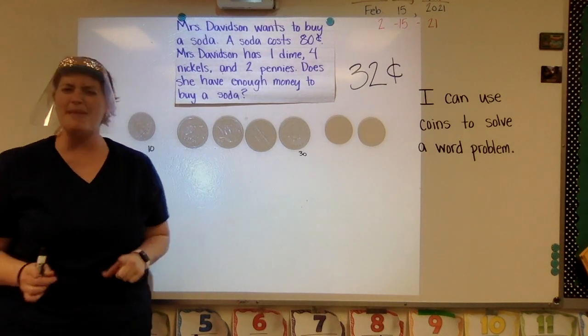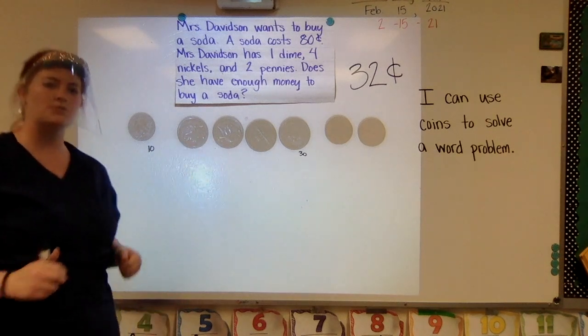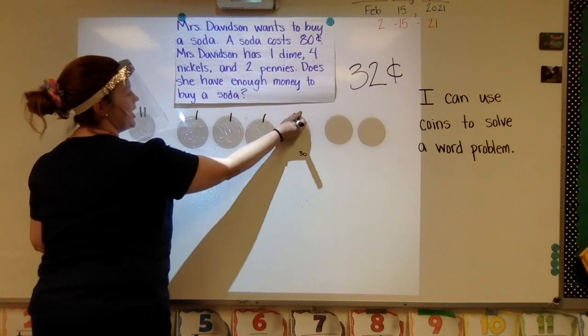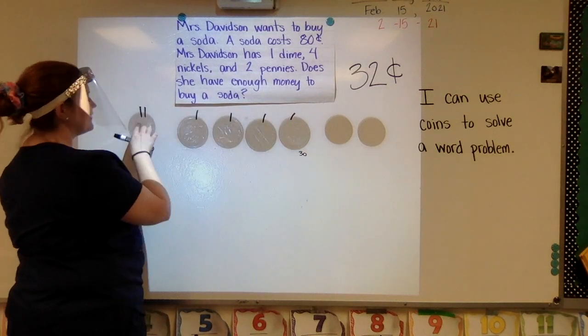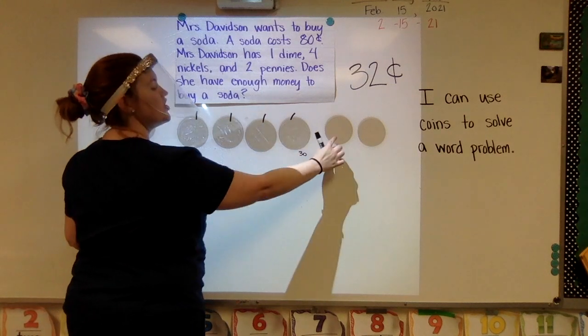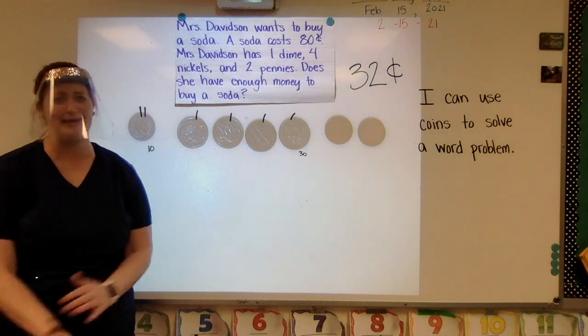Okay, but you might be saying, wait, Miss Syme, that was kind of tricky. Can we do those tick marks? Of course we can. I know a dime is going to get 2, nickels are going to get 1, and I can skip count by 5s. 5, 10, 15, 20, 25, 30, 31, 32. She still doesn't have enough money.